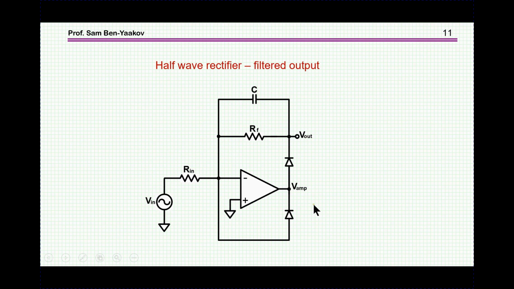Now you can filter the output and get a DC, and this is done by just putting a capacitor, which is chosen such that the ripple will be per the requirement, and I'll talk about it in a minute. The idea is again the same: you have a current flowing through here, or I should say this way, during the negative input. The positive input is locked here, and then you'll have an output which is the DC reflection of the AC voltage.